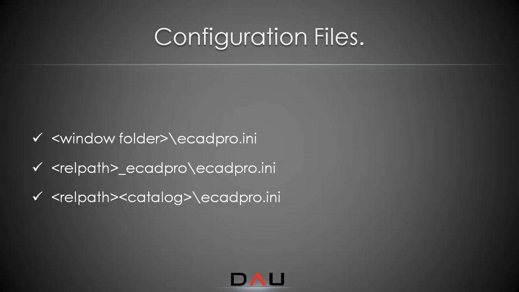Program configuration files. There are three different files with the same ECAD Pro INI name placed in three different positions. An ECAD Pro INI file is placed in the Windows Standard folder, which exclusively contains the main folder reference where the program must be initiated, and eventually the list of all of the 3CAD instances.